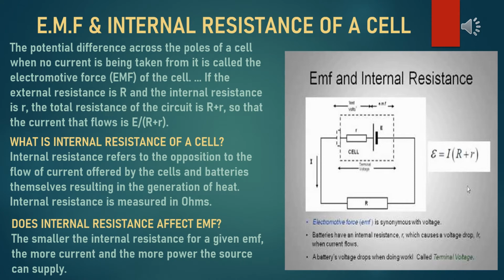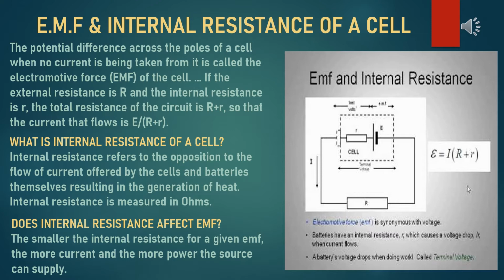Now EMF and internal resistance of a cell. The potential difference across the poles of a cell when no current is being taken from it is called the electromotive force or EMF of the cell. If the external resistance is R and the internal resistance is r, the total resistance of the circuit is R plus r, so that the current that flows is E by R plus r. Hope you have understood. If you are not understanding, I am explaining.